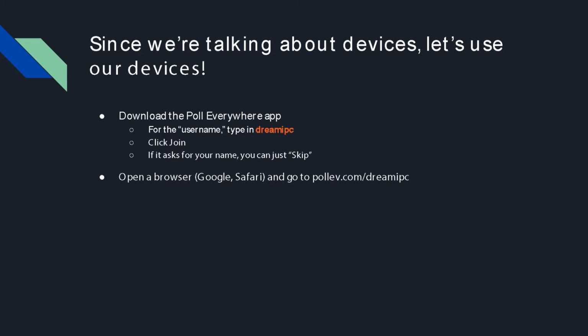If you're using the app, you're going to put Dream IPC, which is highlighted in orange there, hopefully you can see that, in the username. Dream IPC is just the name of our behavioral health Nemours account. It's a long story why it's called that. And then you can click join. If at any point it asks you to put in your name, you can just click skip. We don't need to use anyone's names. It's just going to show up as anonymous graphs and things like that. So you can just hit skip if it asks for your name.